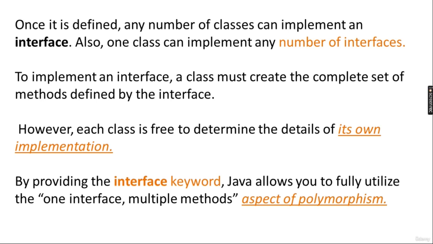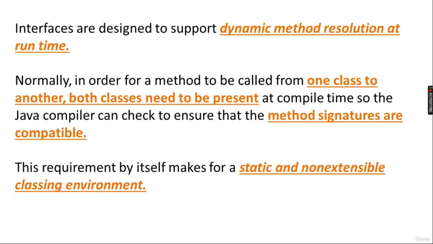By providing the interface keyword, Java allows you to fully utilize the one interface, multiple methods aspect of polymorphism. And interfaces are like dynamic method resolution at runtime. In order for a method to be called from one class to another, both classes need to be present at compile time.